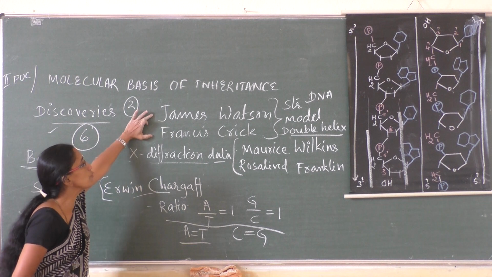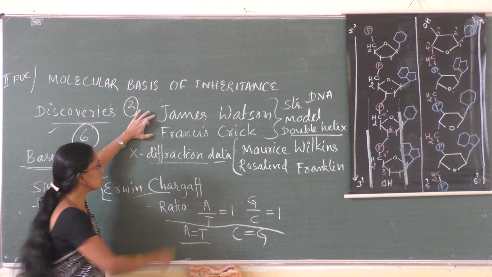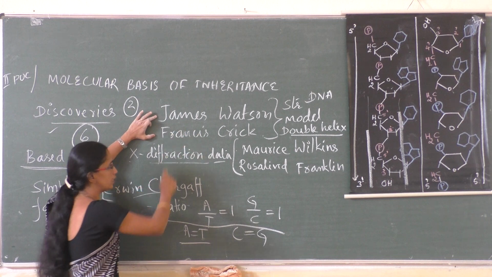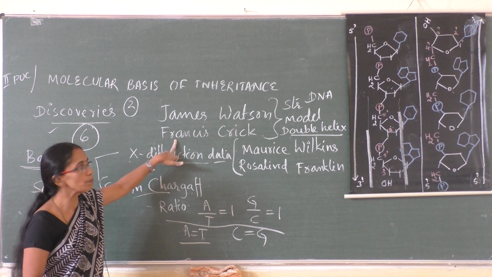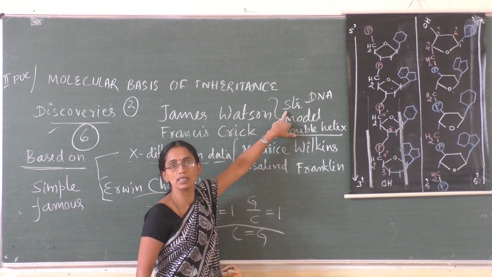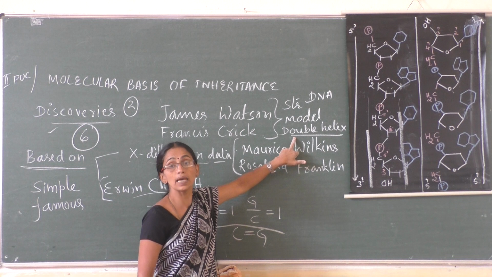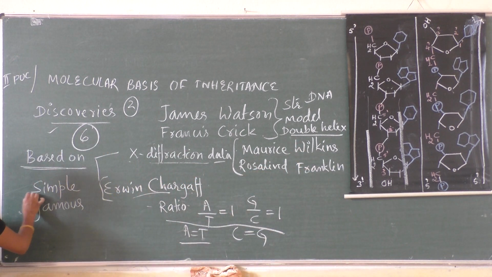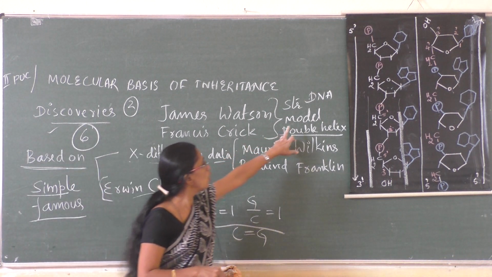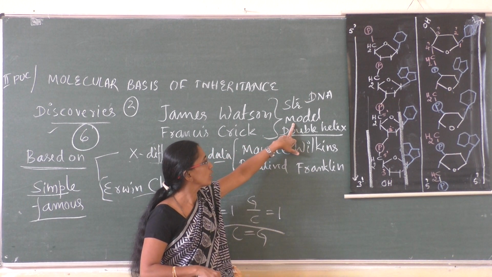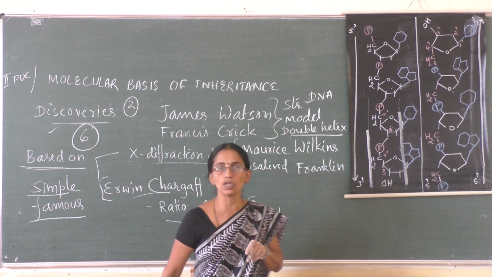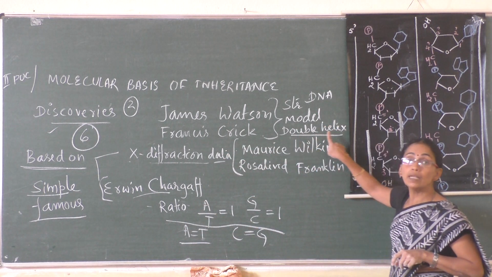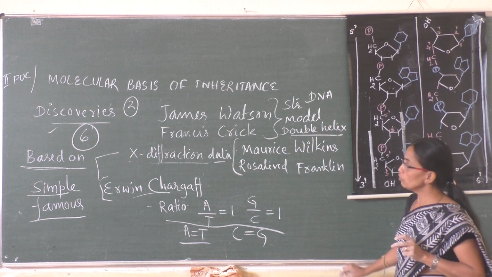Next scientists are James Watson and Francis Crick. Based on this information, Watson and Crick proposed a model to explain the structure of DNA. The model is referred to as double helix, which is the simple and famous model. The simple and famous model of DNA was given by James Watson and Francis Crick just to explain the structure of DNA. Their model is called the double helix model, which we will see in the next class.